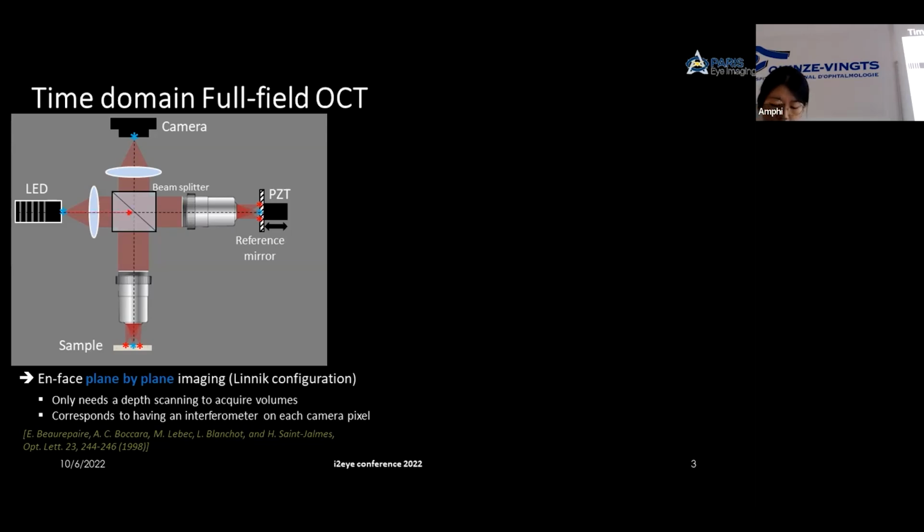So we have the spatially incoherent light source from the LED. Then we have the beam splitter to split the light beam into the two arms. The backscattered light from these two arms is then recombined by the beam splitter and detected by the camera. So with this technique, we don't need 2D scanning. We're less sensitive to lateral motion. And we just need to move the coherence gate to get volume imaging in the Z direction.